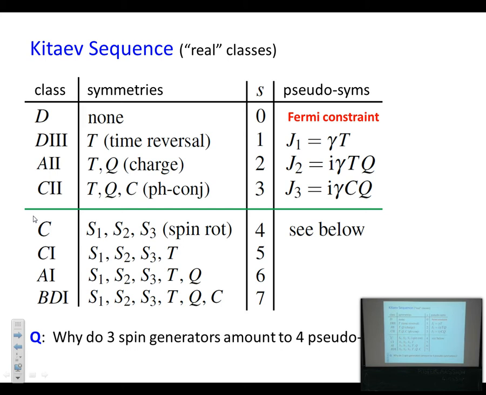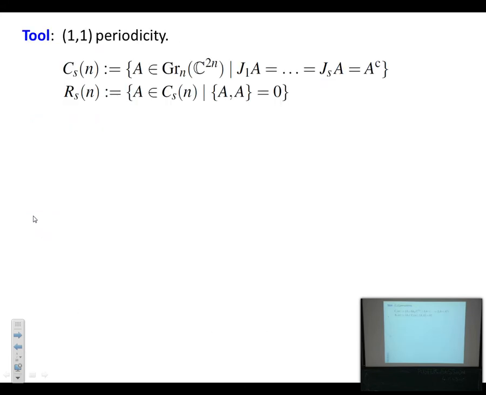The thing that needs explanation, and to my knowledge was not explained in the literature, is filled in, in a Cologne paper that we recently published. How does this go? Why do 3 spin generators amount to 4 pseudosymmetries? Now for this, we need a tool called 1-1 periodicity. Here's some notation. Let C sub S denote the so-called classifying space for class S. That's the space of solutions. These are the vector spaces that solve these pseudosymmetry conditions, such that applying these complex linear operators, we get the orthogonal complement. Here I'm dropping the K dependence for the moment.